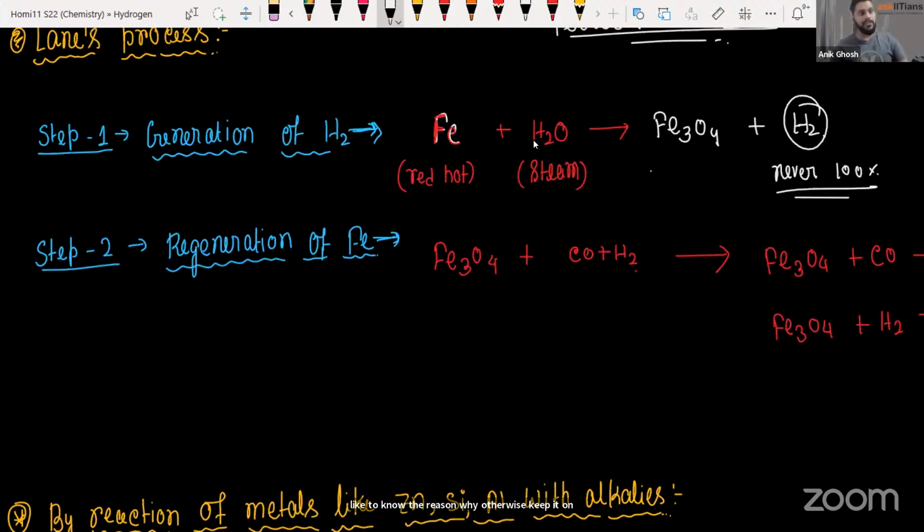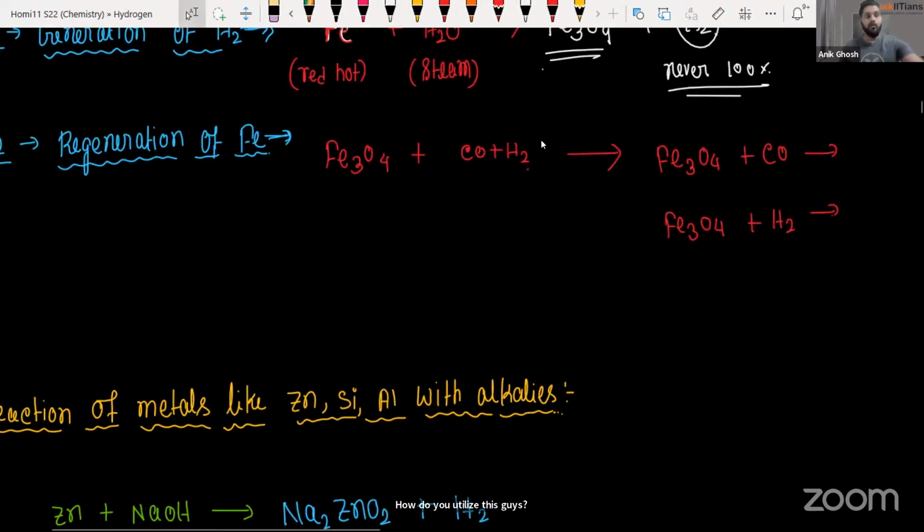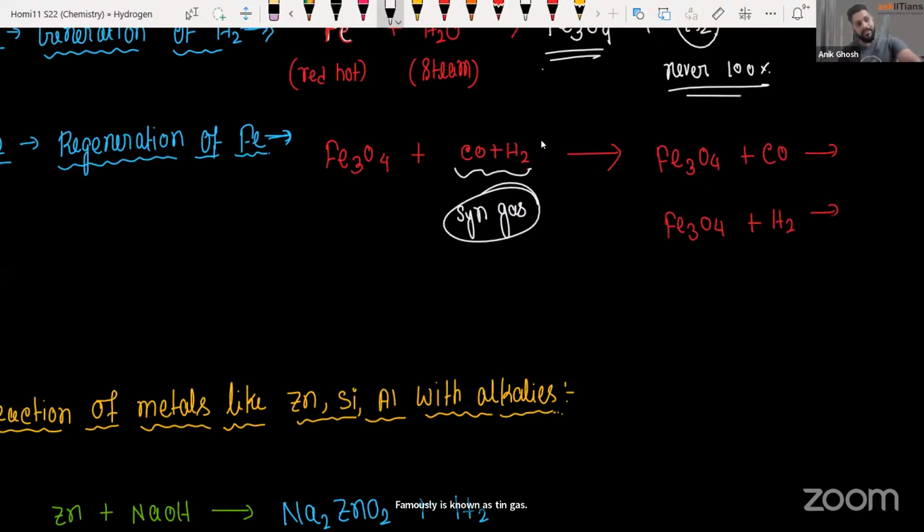All right. Now, like I was saying here, in the first process, we'll be getting the hydrogen. Now, moving forward, this Fe3O4 is further utilized. How do you utilize this, guys? We take this Fe3O4, this byproduct over here, and we react it with a CO and H2 mixture. This particular CO and H2 mixture is famously known as syngas. Now, why do we call it syngas? Because, guys, this mixture is being used in the synthesis of methanol.